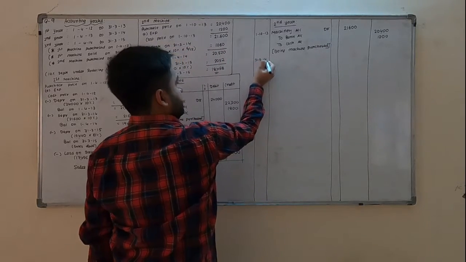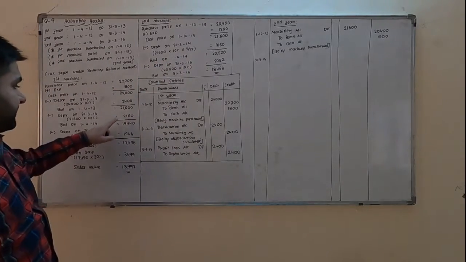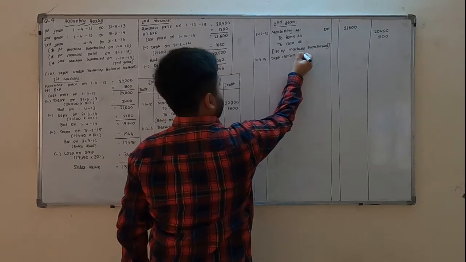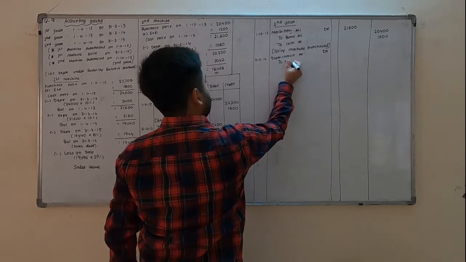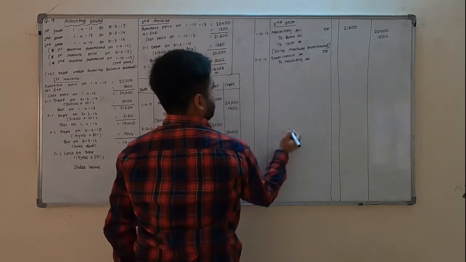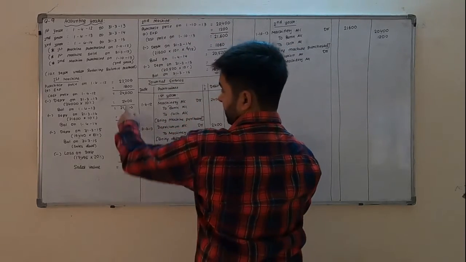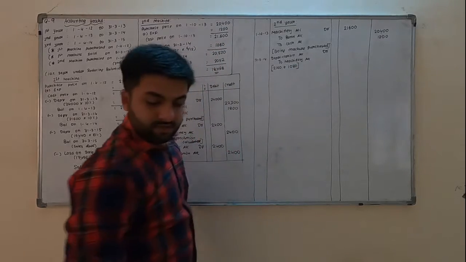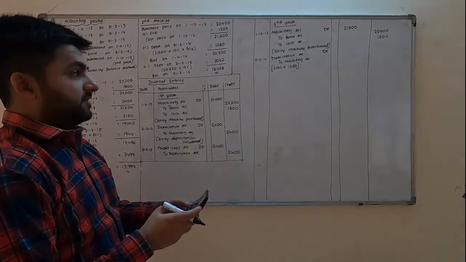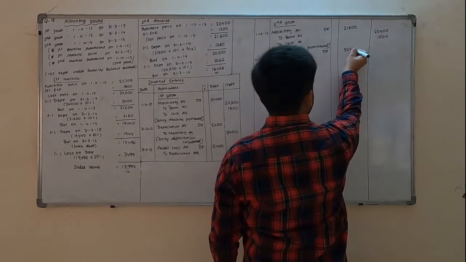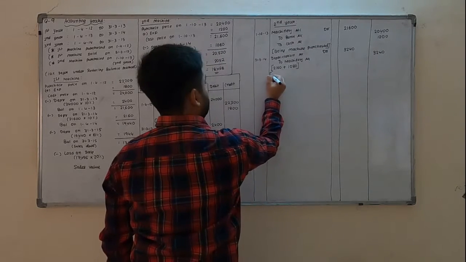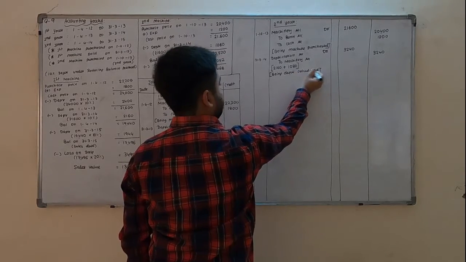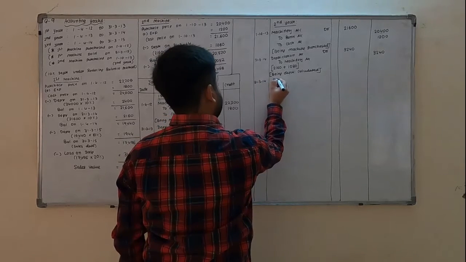Then on the end of this year, we are calculating depreciation on the first machine and second machine both. So depreciation account debit to machinery account. Now the depreciation for both years we have to show. Here it is 2160, here it is 1080. 2160 plus 1080 is 3240. 3240. Being depreciation calculated.